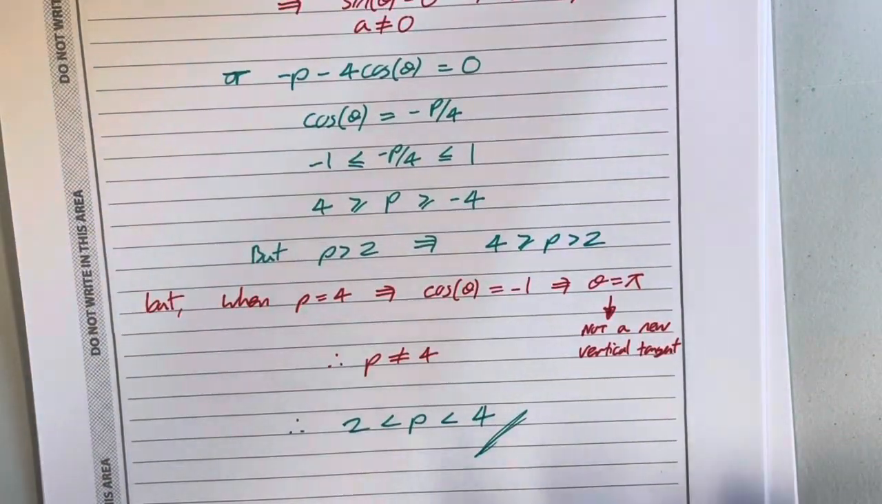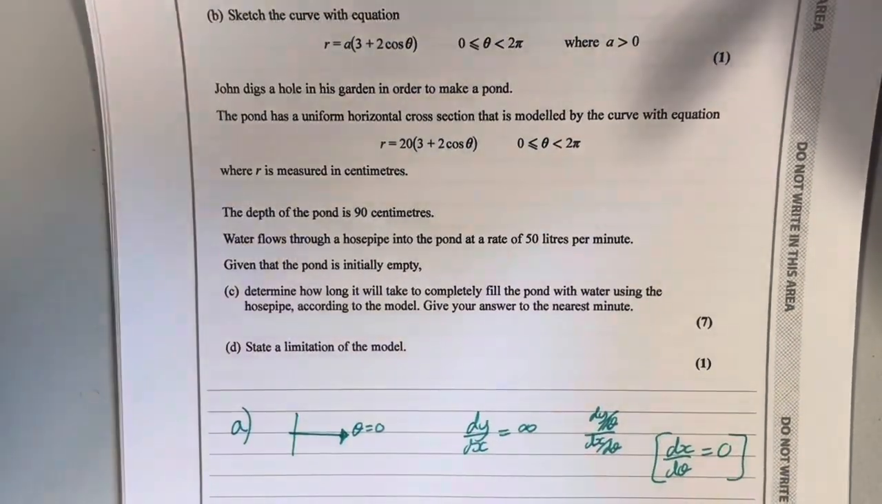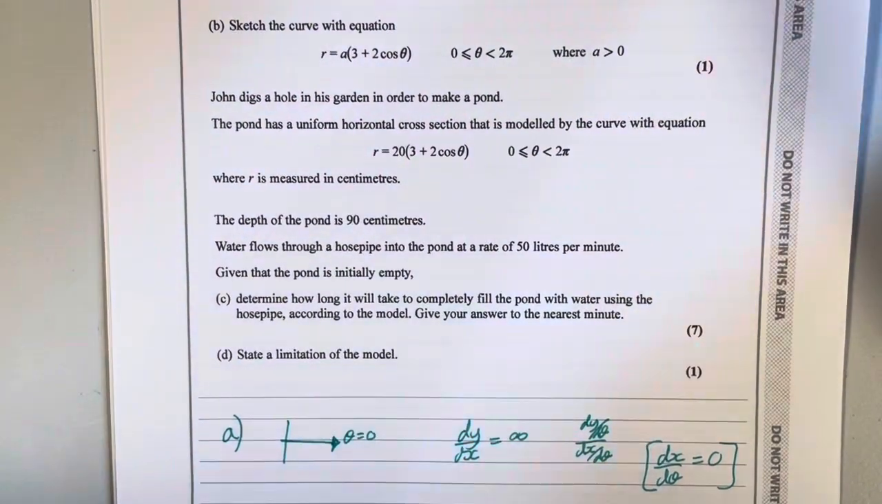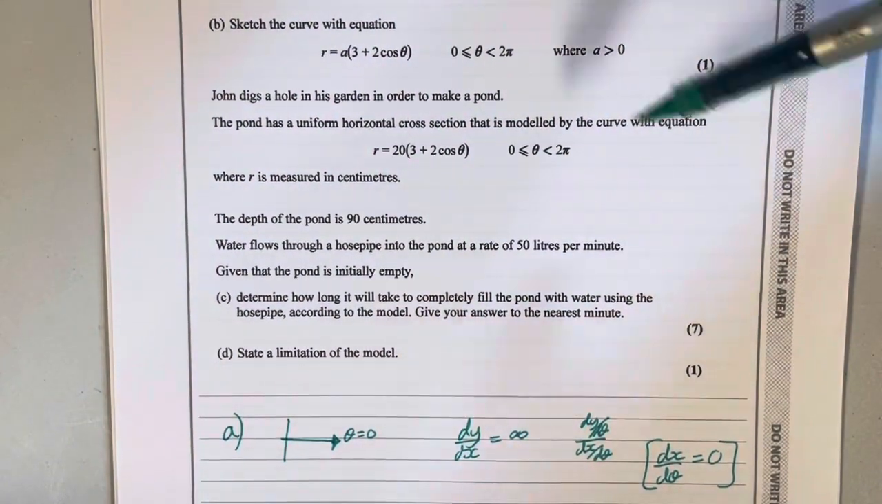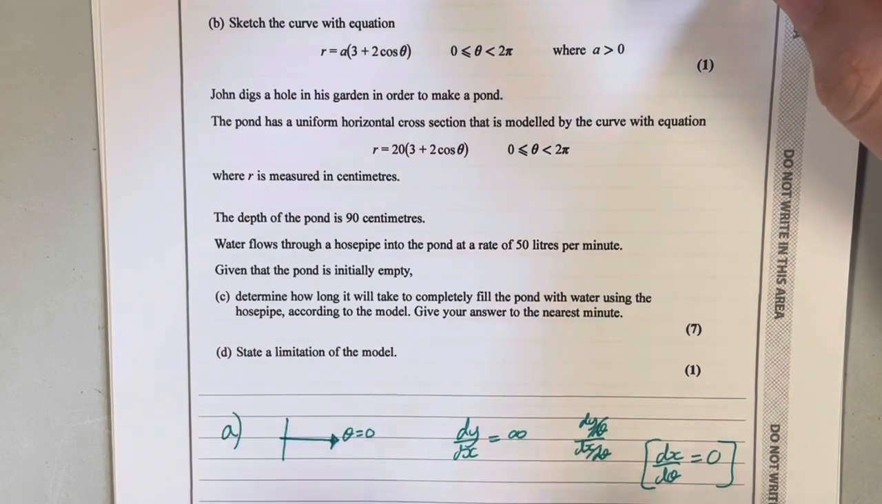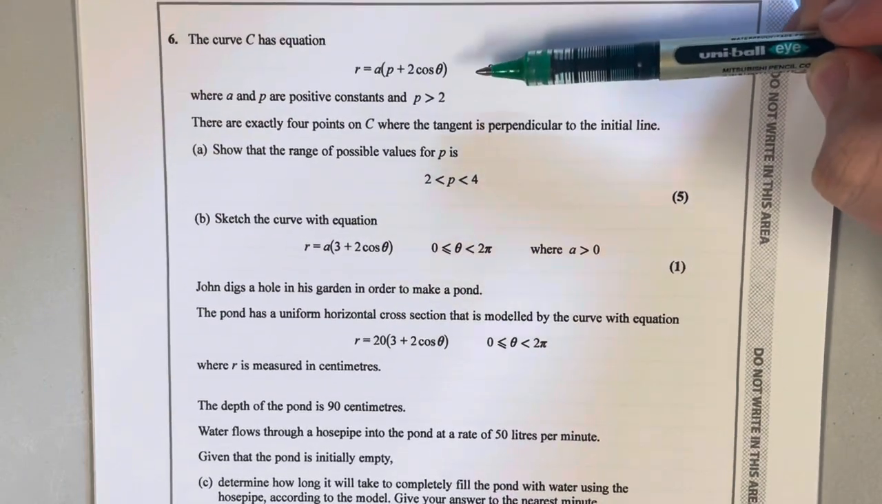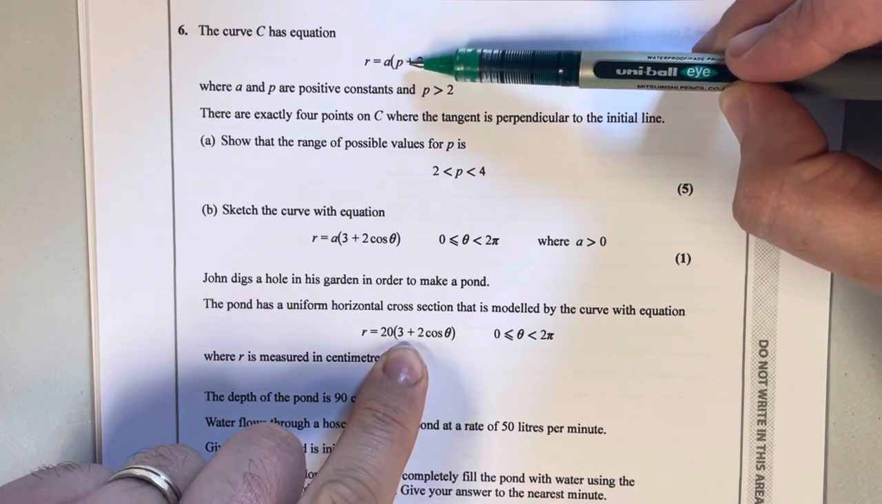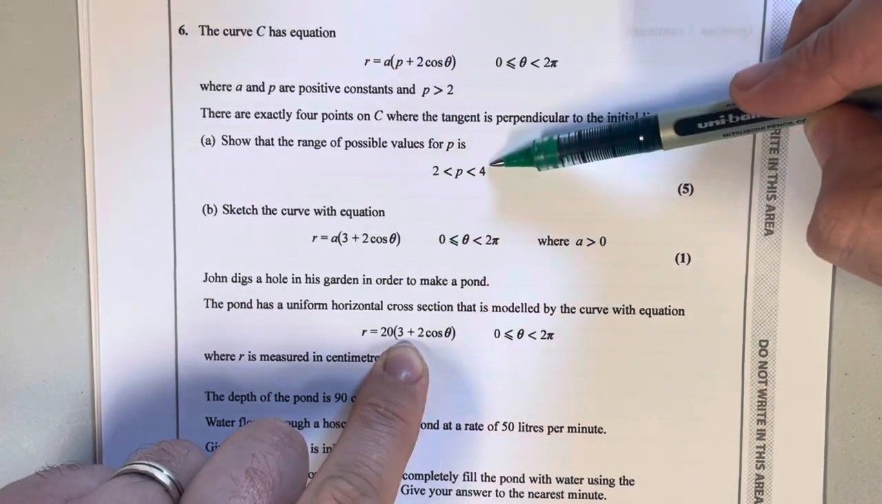Okay, so that's how we go about tackling that question. Okay, John digs a hole in his garden to make a pond. The pond has a uniform cross-section that is modelled by the curve with this equation. So it's the same as R, the definition given in the question, except now we've got A is 20 and P is 3, which is fine because P lies between 2 and 4.